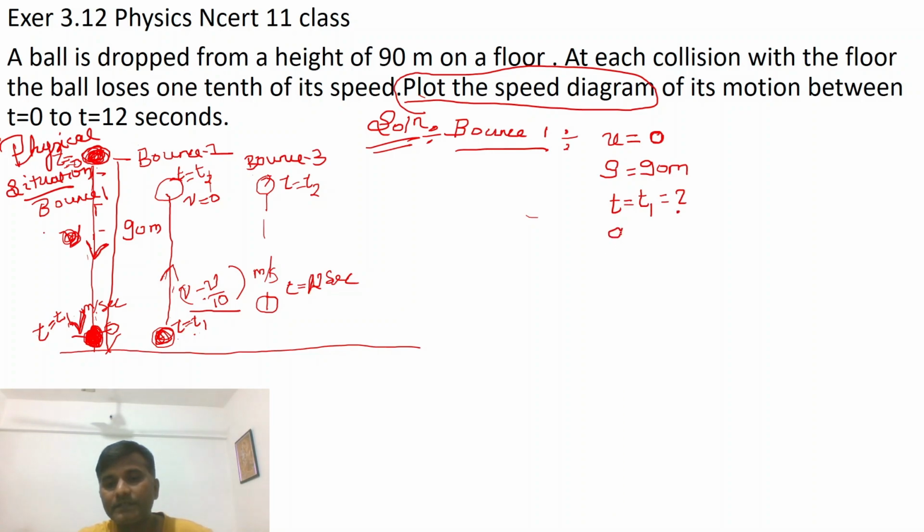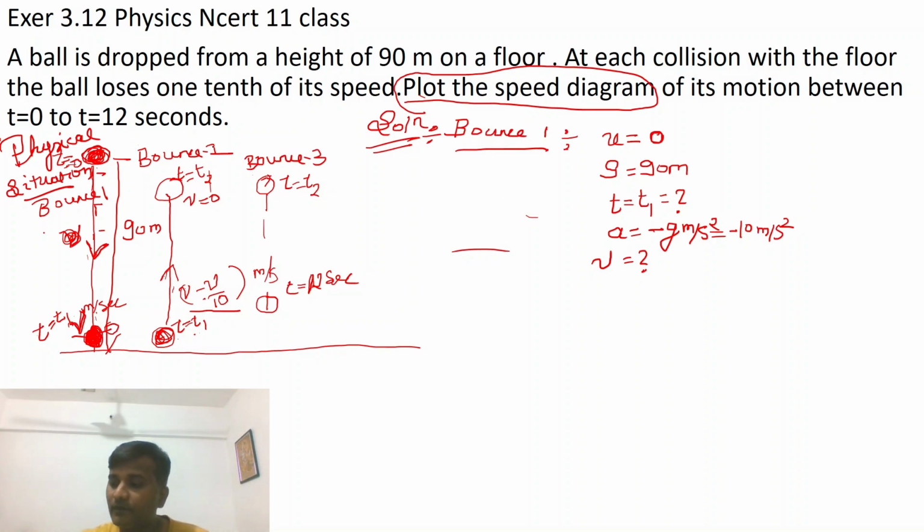What will be the acceleration? Always understand, acceleration will be minus g when it is falling vertically, that is equal to minus 10 meter per second square. Let us take minus 10. And the final velocity, just as it hits the ground, I don't know, so that also I have to find out. These two things I have to find out.